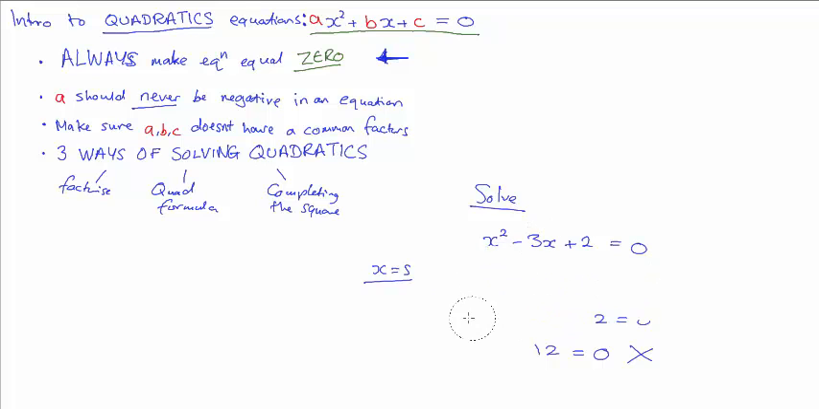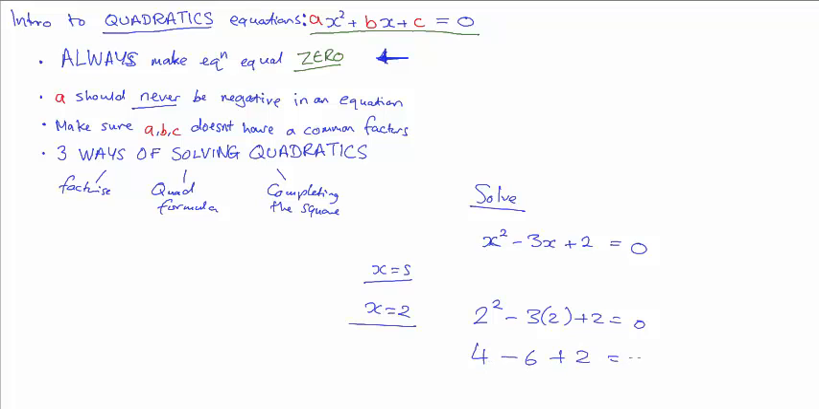So let me show you a number which would be an answer. A number that would be an answer is 2. So let's put that in. 2 squared minus 3 times 2 plus 2 equals 0. So that would be 4 minus 6 plus 2. Hopefully you can see 4 minus 6 is minus 2. Then if you add 2, you're going to literally get 0. So here you go. That's one of the answers to that.